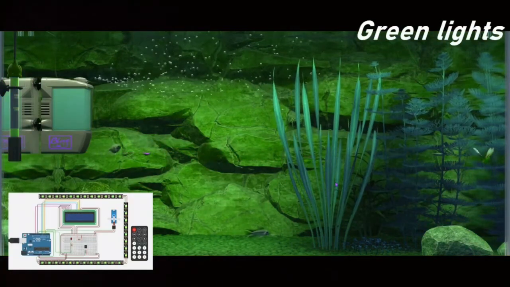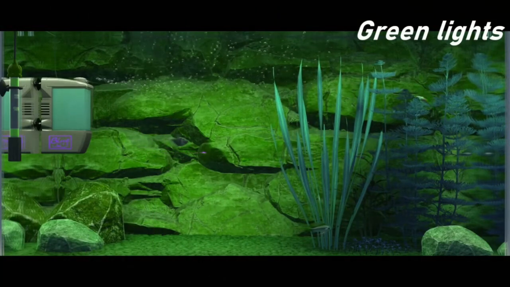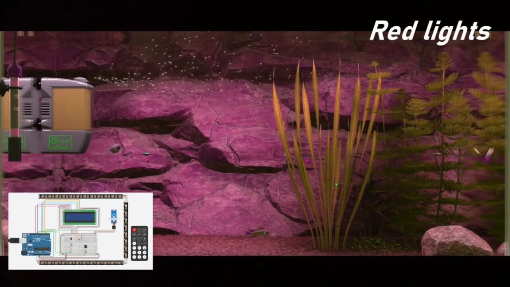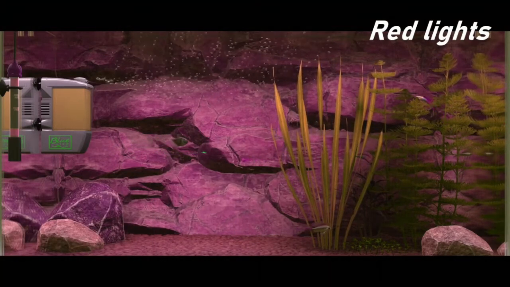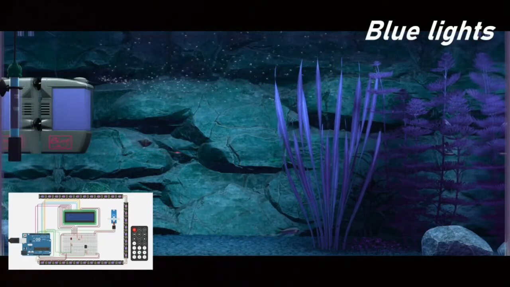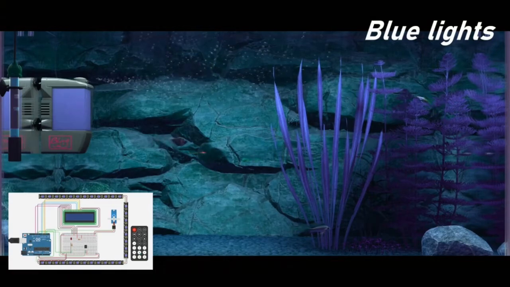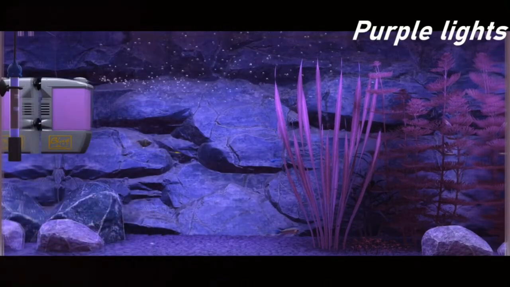Next, if we press number 2, there will be a green light. Next, if we press number 3, there will be a red light. Next, if we press number 4, there will be a blue light. Next, if we press number 5, there will be a purple light.